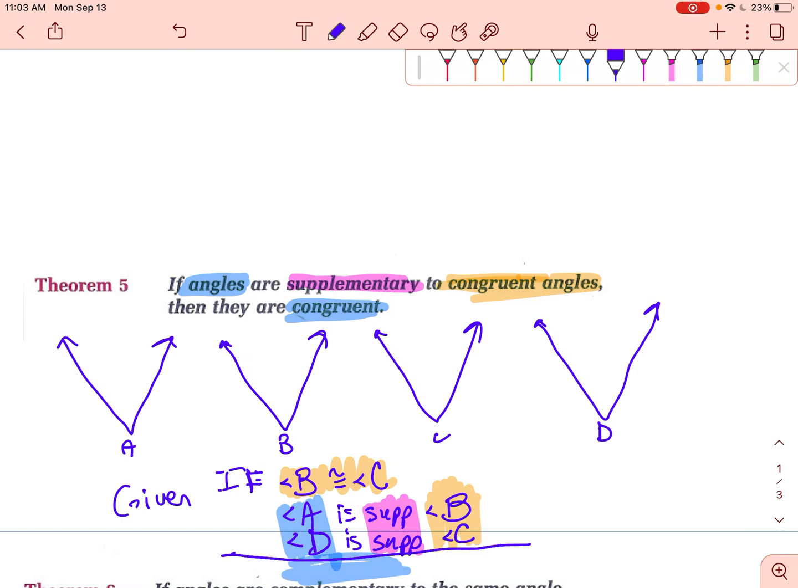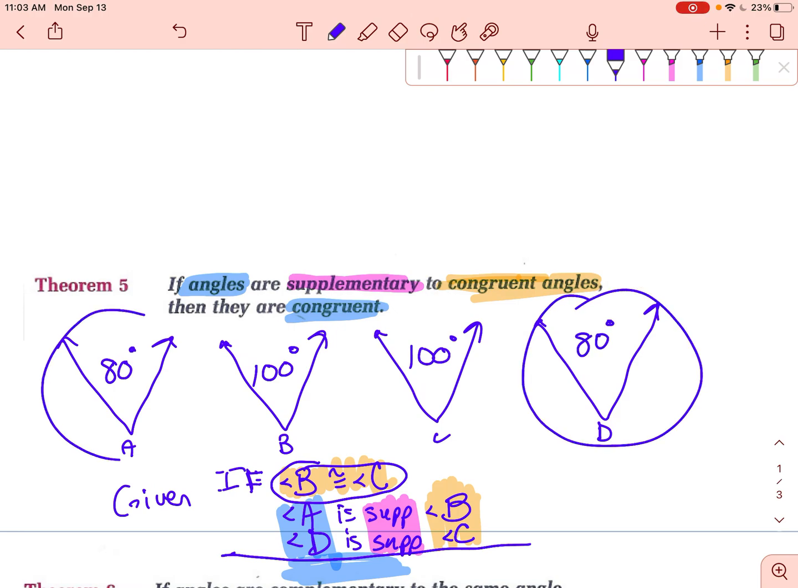Hypothetically again, let's say angle B is 100 degrees. If angle B is 100 degrees and they told you that B and C are congruent, C has to be 100. If A and B are supplementary, A has to be 80. If D and C are supplementary, D has to be 80. These two angles, angle A has to be congruent to angle D.